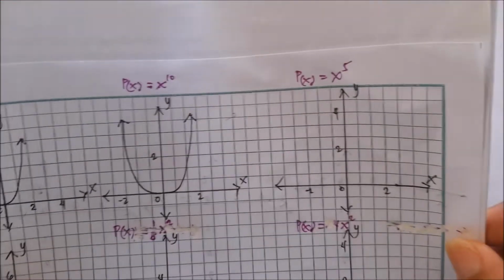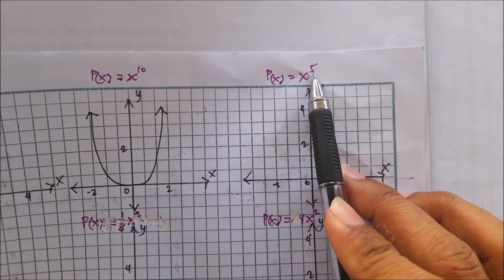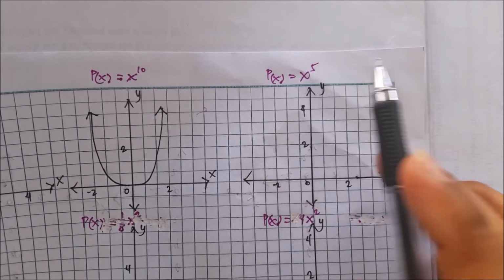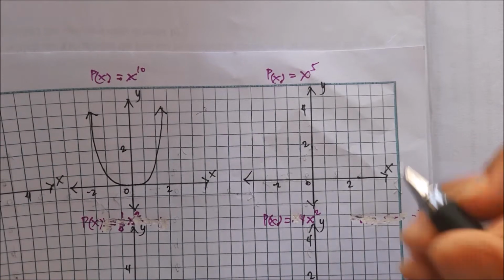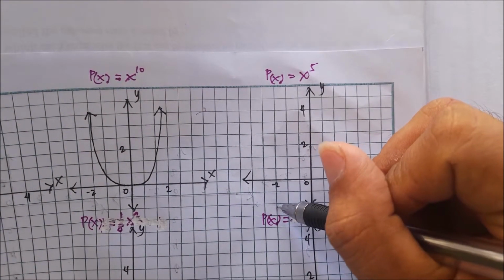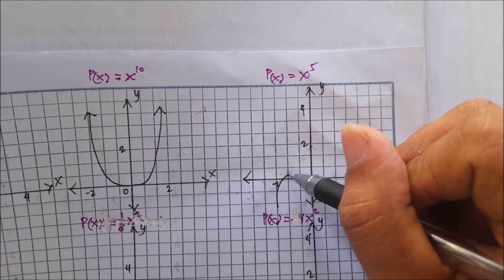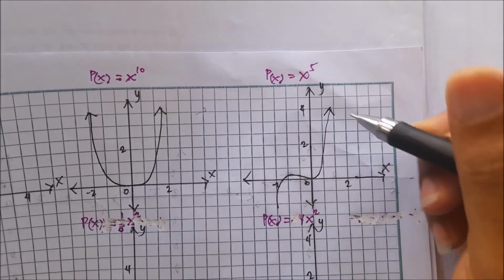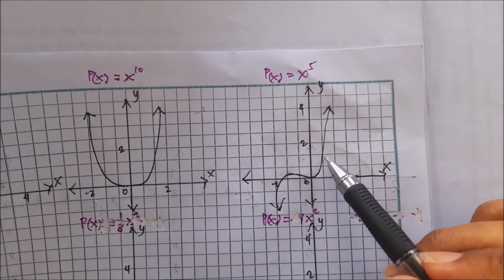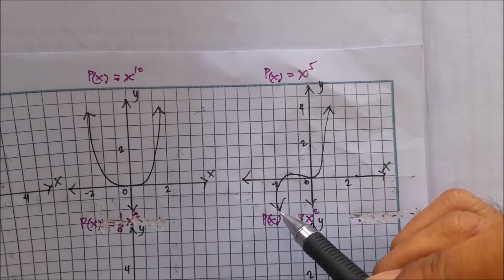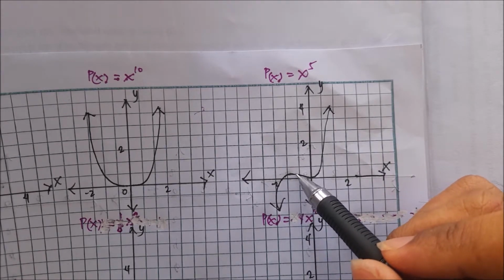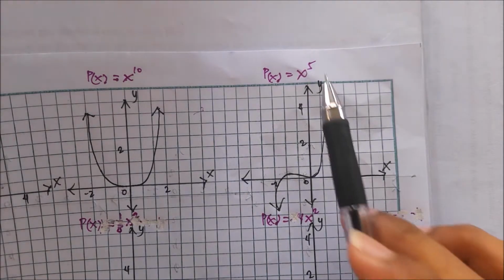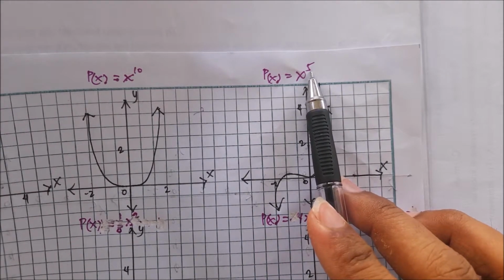How about if the exponent is odd, x raised to the 5th? The form of the graph is smooth, starting from the lower to the highest. That is the form for odd exponents.